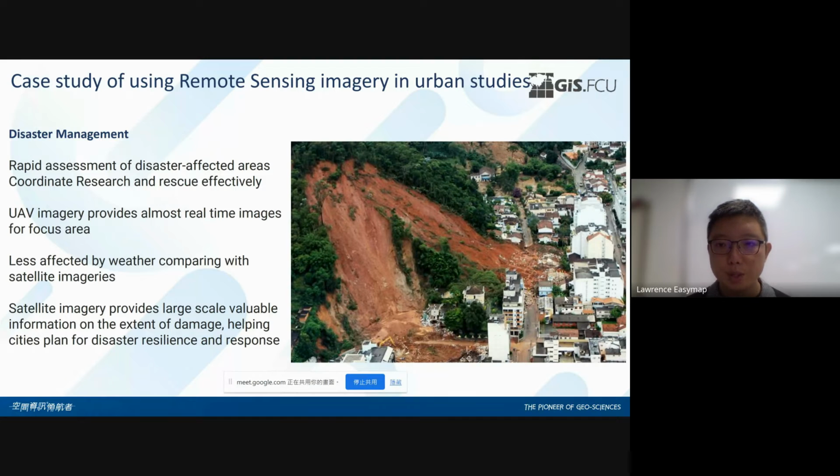valuable resource in the aftermath planning, because it can overview the whole area in a very efficient way. So the policymaker can plan the disaster response by using such satellite images.